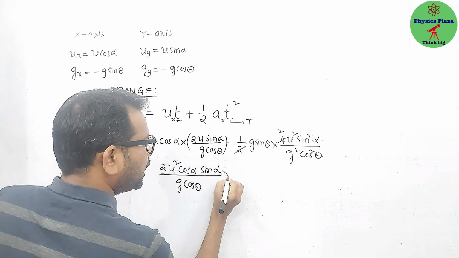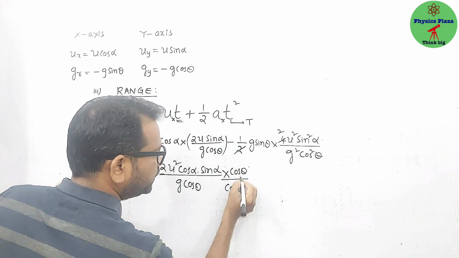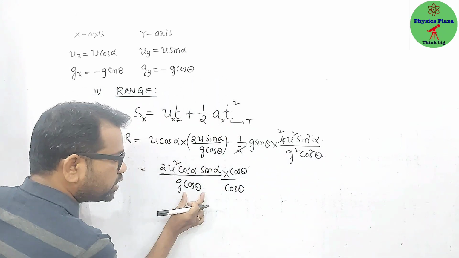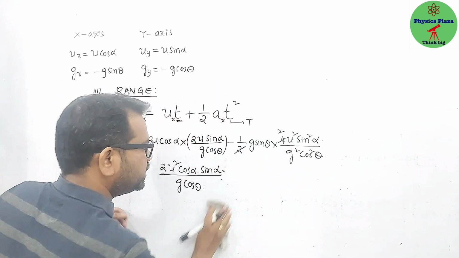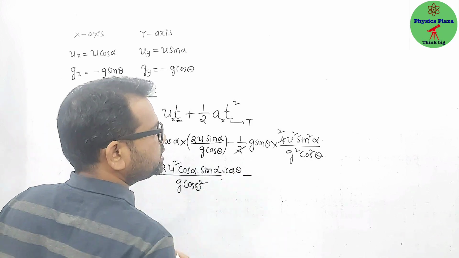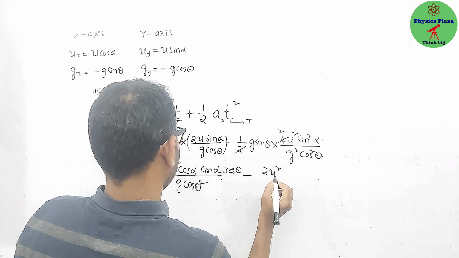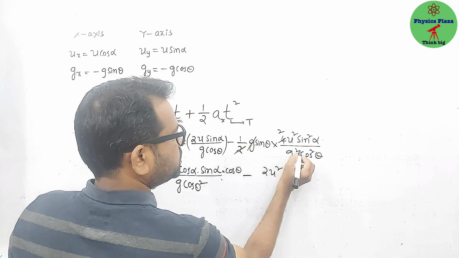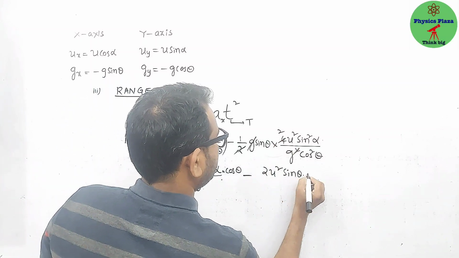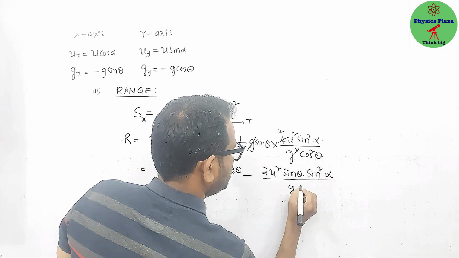Now this entire term I will multiply with cos theta and divide with cos theta. Both will get cancelled. You may get one doubt, sir, why are we doing that? Just wait a second. Okay, this is cos theta into cos theta square, right? Yes. So I will write here, this will be cos theta into cos theta square minus, now look at here, 2u square, where is g? Okay, g squares will get cancelled. 2u square sin theta sin square alpha by g cos square theta.